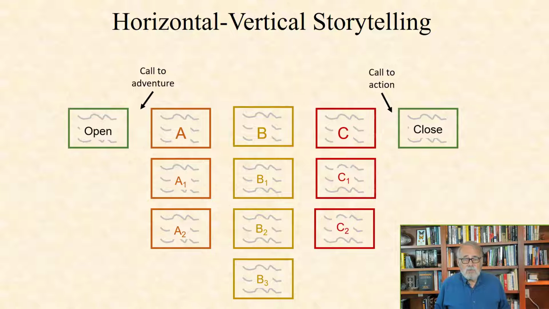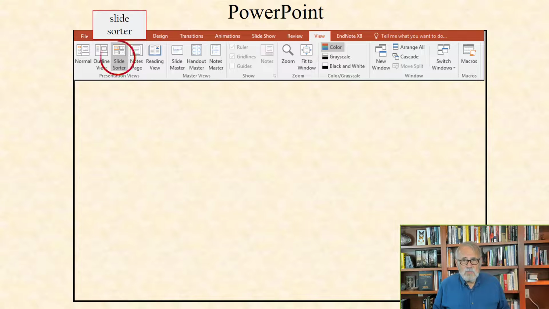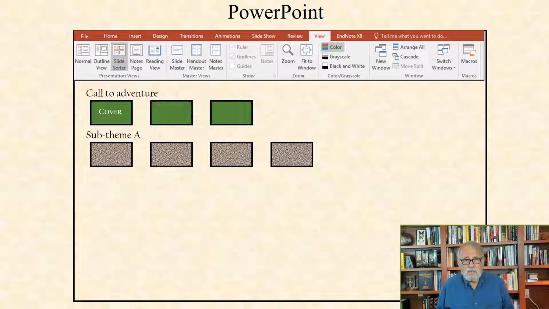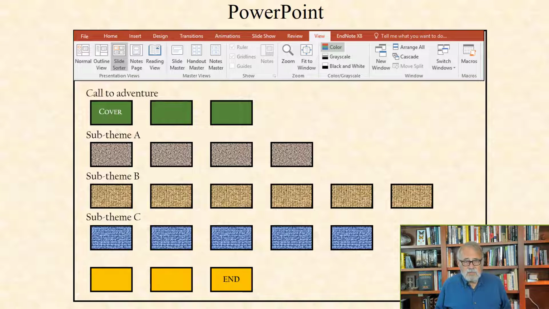For the mechanics of organizing your slides in PowerPoint, go to the slide sorter mode and organize your slides in rows as follows. The first row will be your introductory slides. And then you right-click at the cursor to wrap around the slides into a new row and label this new row, in this case, Subtheme A. Repeat this for the rest of your content with right-clicks and labeling.